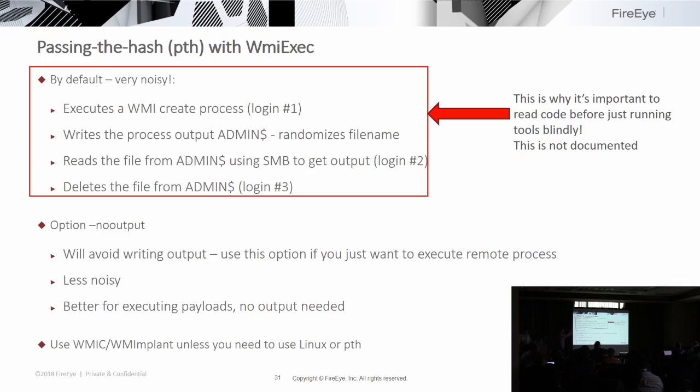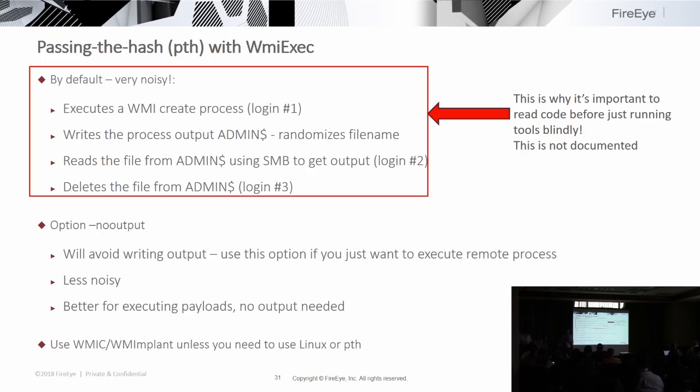The reason it's doing this is because it's going to give you output. It's like if you use PSExec, for example, and you have an interactive command prompt, that's exactly what this does by default. However, if you use the no output option within WMIExec, you won't have that interactive command shell. It's going to do something very similar to what WMIC does, where it executes something and then returns a code saying it executed successfully or it didn't.